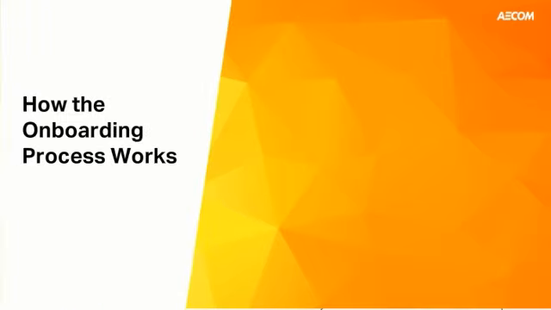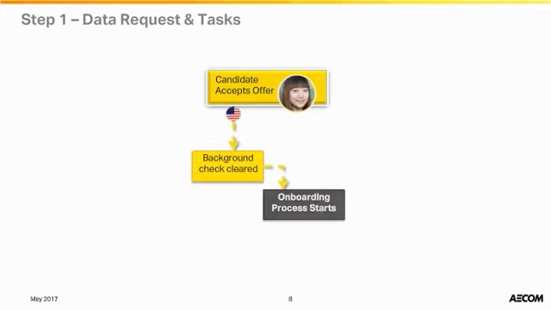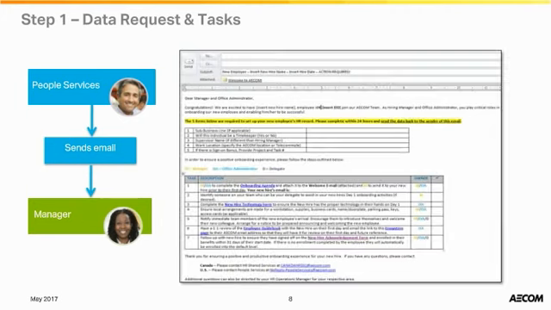How the onboarding process works. For United States hires, once the background check is cleared, and this may take 5 to 10 business days, you may begin the initial steps of the onboarding process. In Canada, initial steps begin once the candidate has accepted the offer. As the manager, you will receive an email like this from People Services to initiate the local process.